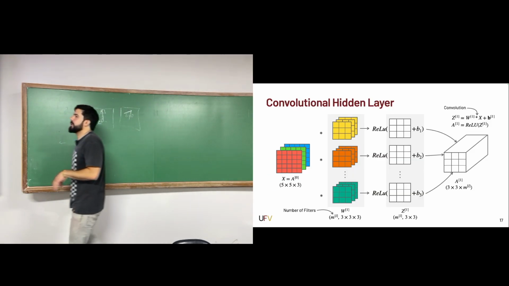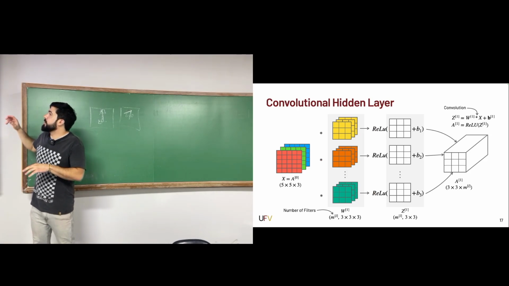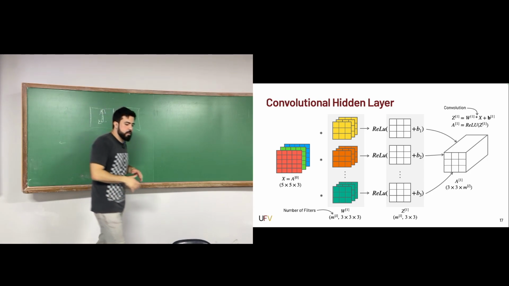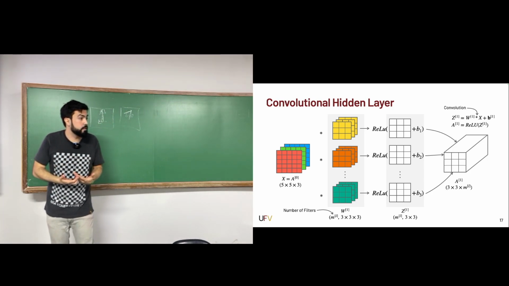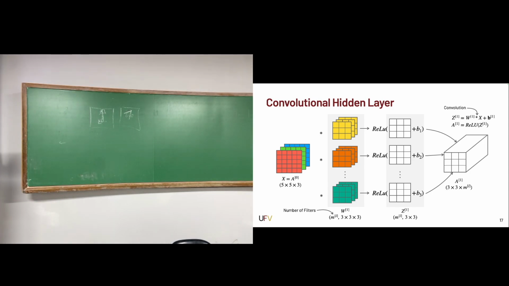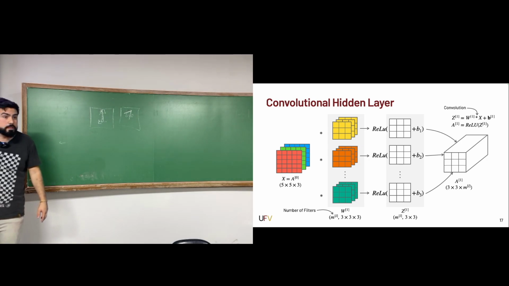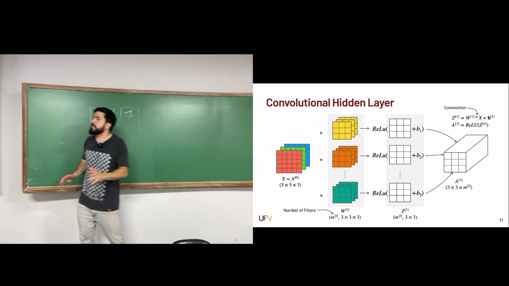Okay, I should have put animations in here. So this is how we define a convolutional hidden layer. A convolutional hidden layer is a set of filters that you see here. You have a yellow filter, an orange filter, and then dot, dot, dot, which could be as many filters as you want until this green filter here. So you can pick the number of filters you want. This defines a hidden layer.